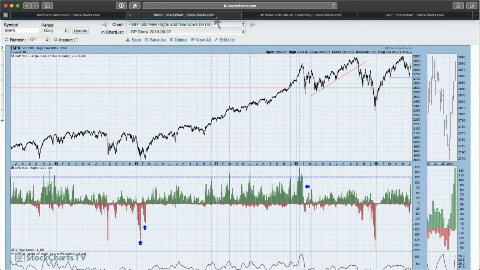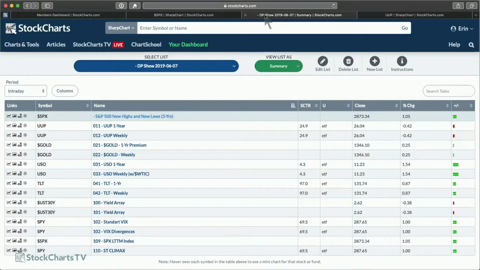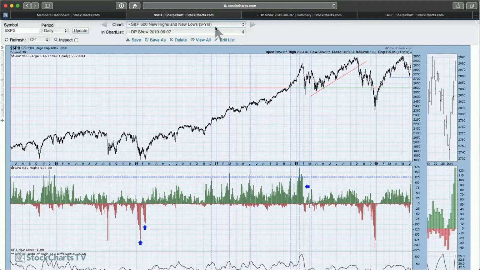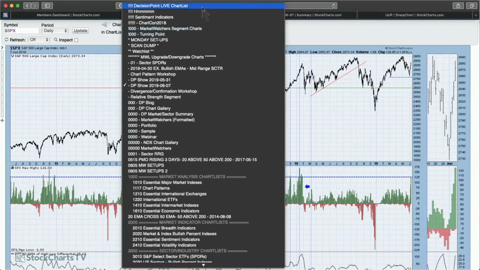All right, and then I'm going to look at the short-term and intermediate-term, pass it right. We'll look at your charts next. So let's go back to the live chart list and away we go.